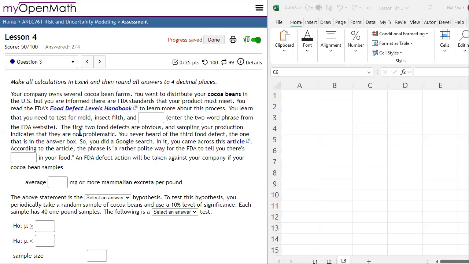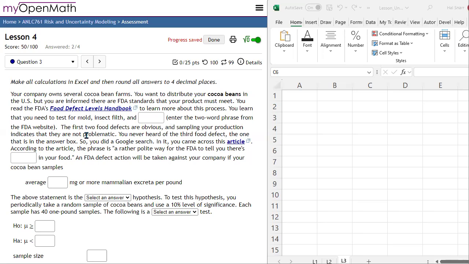In the next part of lesson 4, we're going to look at one mean hypothesis test and demonstrate how companies can use them to help them make better business decisions. The company owns several cocoa bean farms. You want to distribute your cocoa beans in the US, but you are informed there are FDA standards that your product must meet. You read the FDA's Food Defect Levels Handbook to learn more about this process.